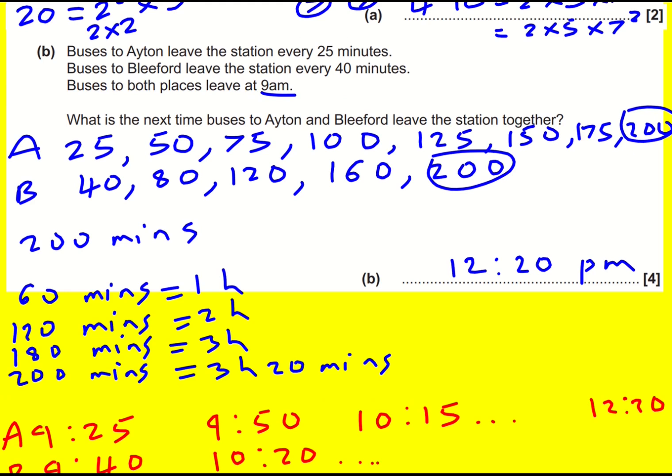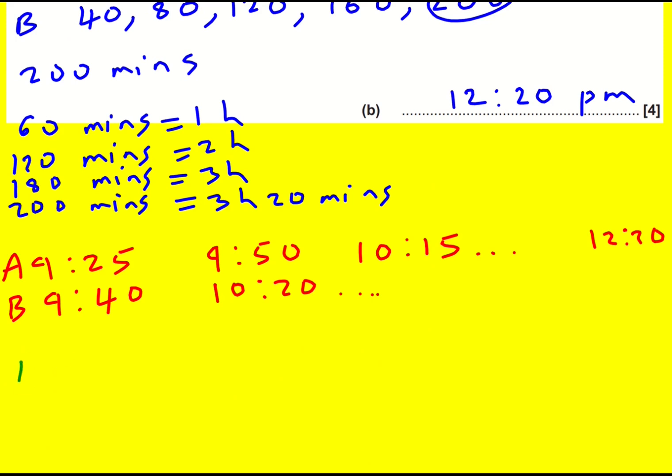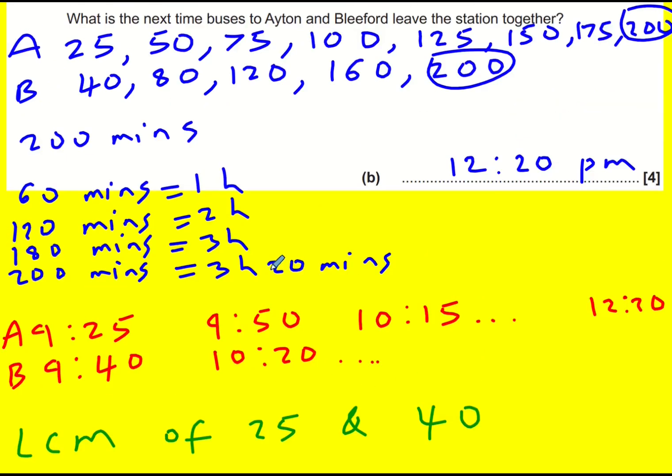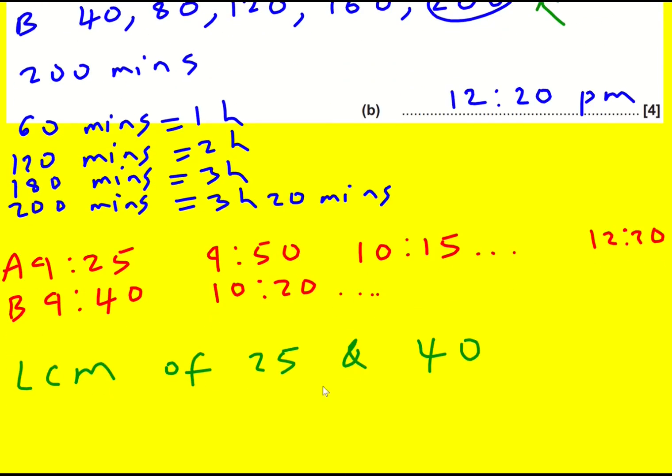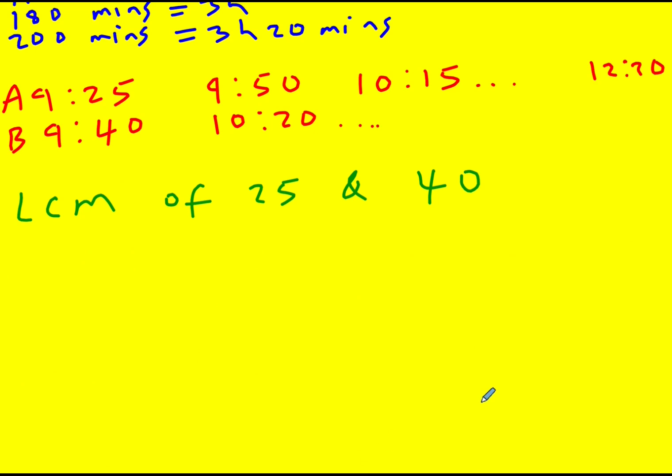The last method is to realize that we're actually finding the lowest common multiple of 25 and 40. And in fact, a completely legitimate method of finding the lowest common multiple, that is the lowest number in both times tables, is to do what we did here and just list them. But I'm going to show you another way you can do it. I can't quite remember whether you could be tested on this on the syllabus, but I'm going to tell you about it anyway.